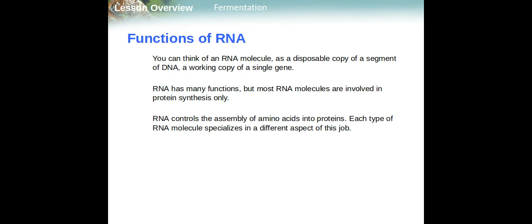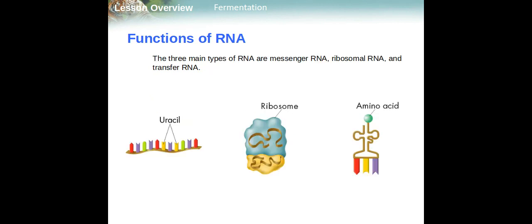RNA has many functions, but most RNA molecules are involved in protein synthesis only. RNA controls the assembly of amino acids into proteins. Each type of RNA molecule specializes in a different aspect of the job, and we're going to talk about each one. So the three main types of RNA are messenger RNA, ribosomal RNA, and transfer RNA. We're really going to focus more on messenger and transfer RNA, which we call mRNA and tRNA. Ribosomal RNA basically just makes up the ribosome itself.